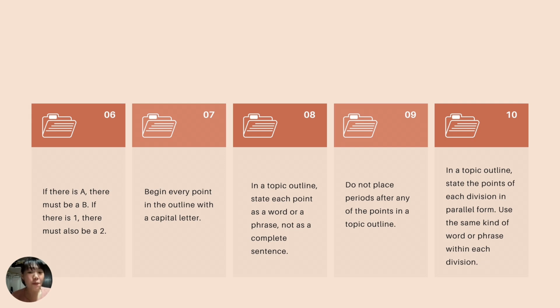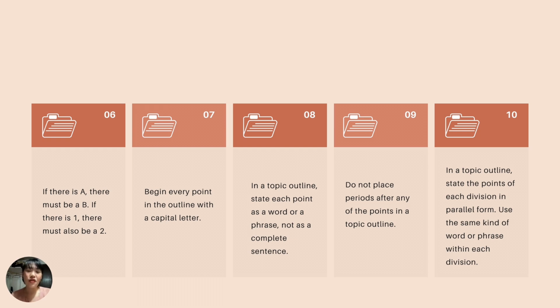Seventh, begin every point in the outline with a capital letter. Eighth, in a topic outline, state each point as a word or a phrase, not as a complete sentence. Ninth, do not place periods after any of the points in a topic outline. And then tenth, or the last one, in a topic outline, state the points of each division in parallel form. Use the same kind of word or phrase within each division.